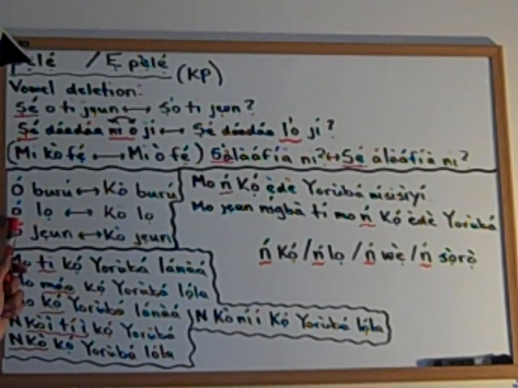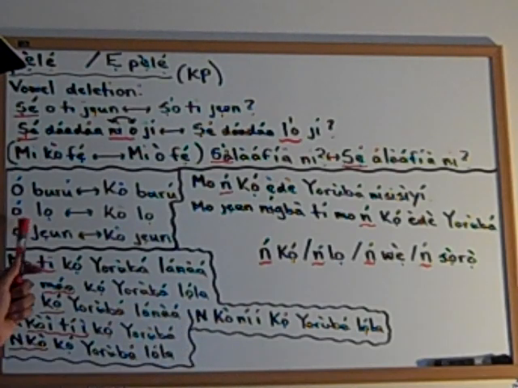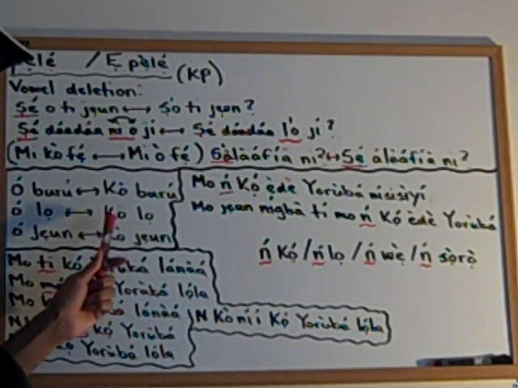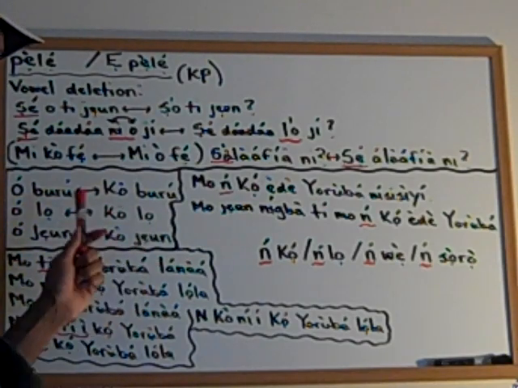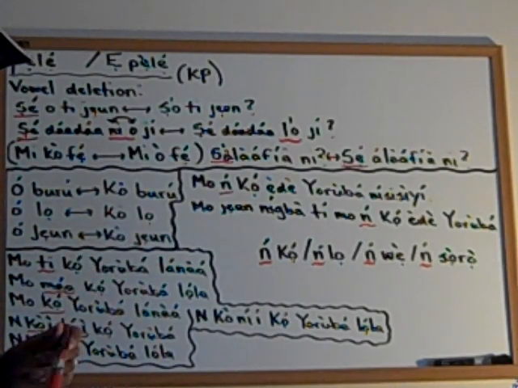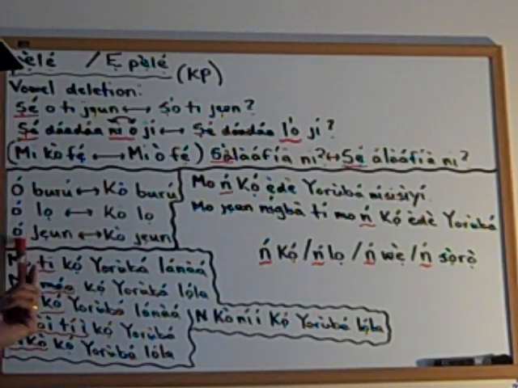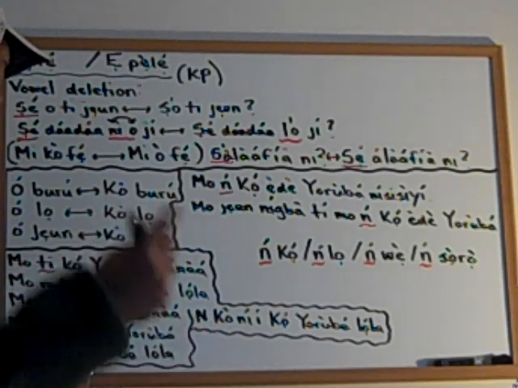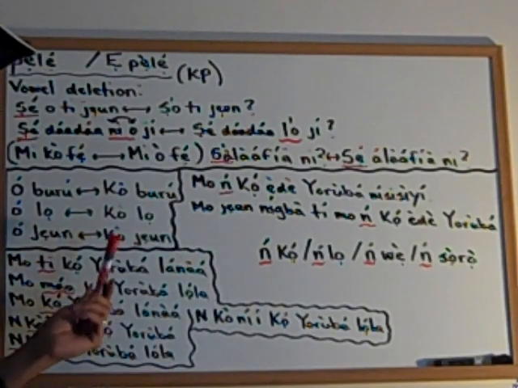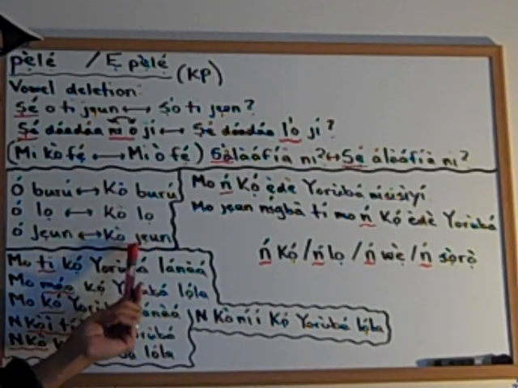So here again, olo. So it's like he goes, she goes, or whichever, depending on the context. And then you say ko lo, not going, or doesn't go. This one here, o jion. So it's like he eats, she eats, and then you have the negative, ko jion.